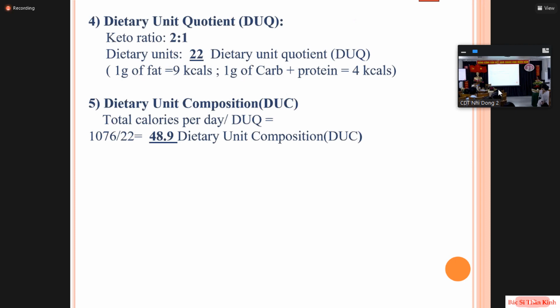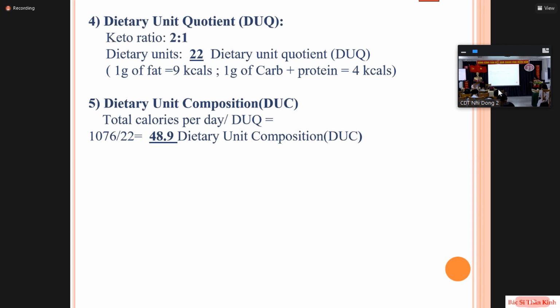Next, we proceed with the diet unit quotient. The keto ratio here is 2:1, and we know that 1 gram of fat gives us 9 kilocalories. So 9 multiplied by 2 gives you 18. And we know that 1 gram of carbohydrate plus protein combined gives us 4 kilocalories. So 1 multiplied by 4 will again give you 4. So we do the addition, that is 18 plus 4, which gives you 22. That's the diet unit quotient.